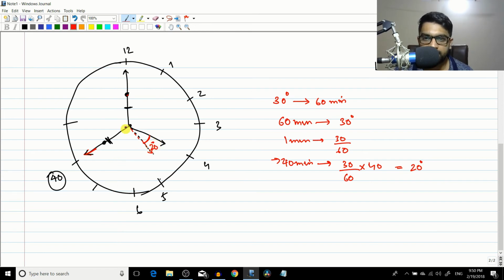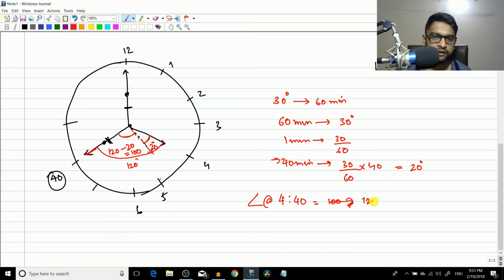So we have to find this particular angle. And you know that this total angle is how much? This is just like a simple geometric problem now. The total angle from 4 to 4:40 is 120 degrees, and this angle is 20 degrees. So what will be this angle? 120 minus 20 equals 100 degrees. So the angle at 4:40 will be equal to 120 minus 20, which is 100 degrees.